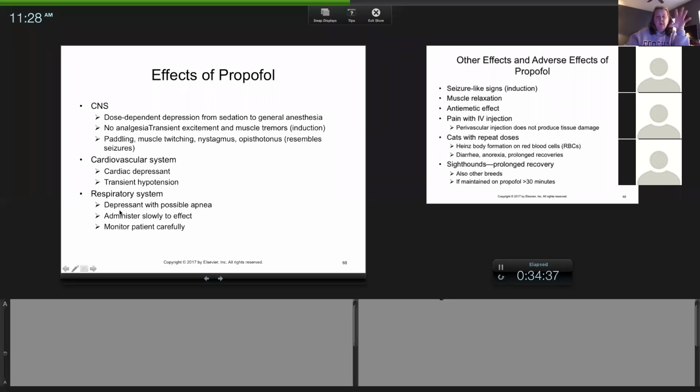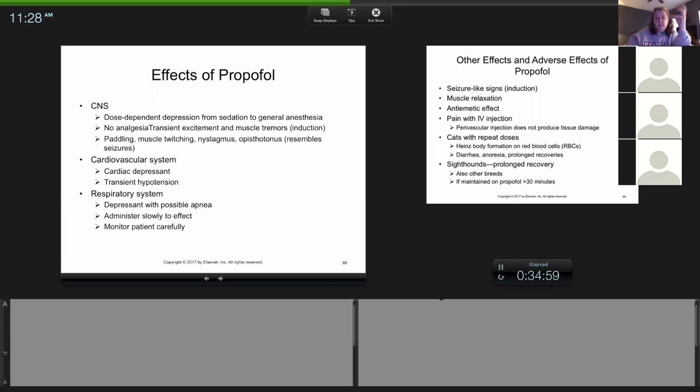The respiratory effects are key. It is a respiratory depressant, and it is very common to see apnea. Now, what's apnea? If my patient's apneic... Isn't it like not breathing? Not breathing. Trouble breathing? Yep. So usually lack of breathing.